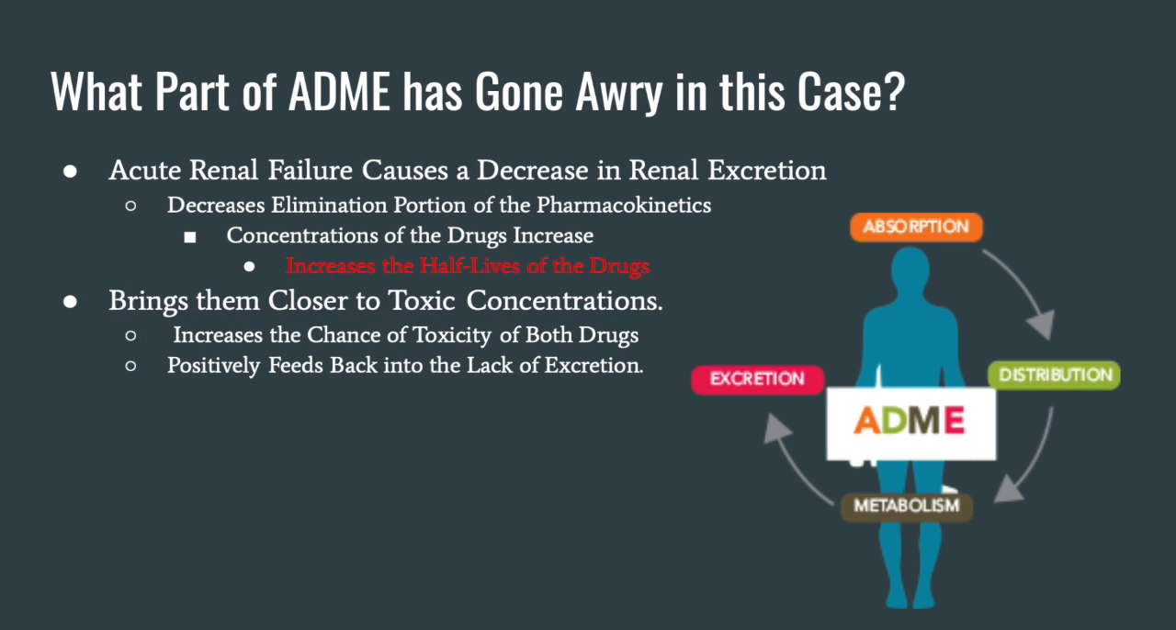The acute renal failure caused by gentamicin leads to a decrease in renal excretion. This decreases the elimination portion of the pharmacokinetics. Thus, the concentrations of the drugs increase despite being the same doses, increasing the half-lives of the drugs greatly. This brings them much closer to their toxic doses, which increases the chance of toxicity of both drugs. The toxicity of gentamicin feeds back into the lack of excretion.